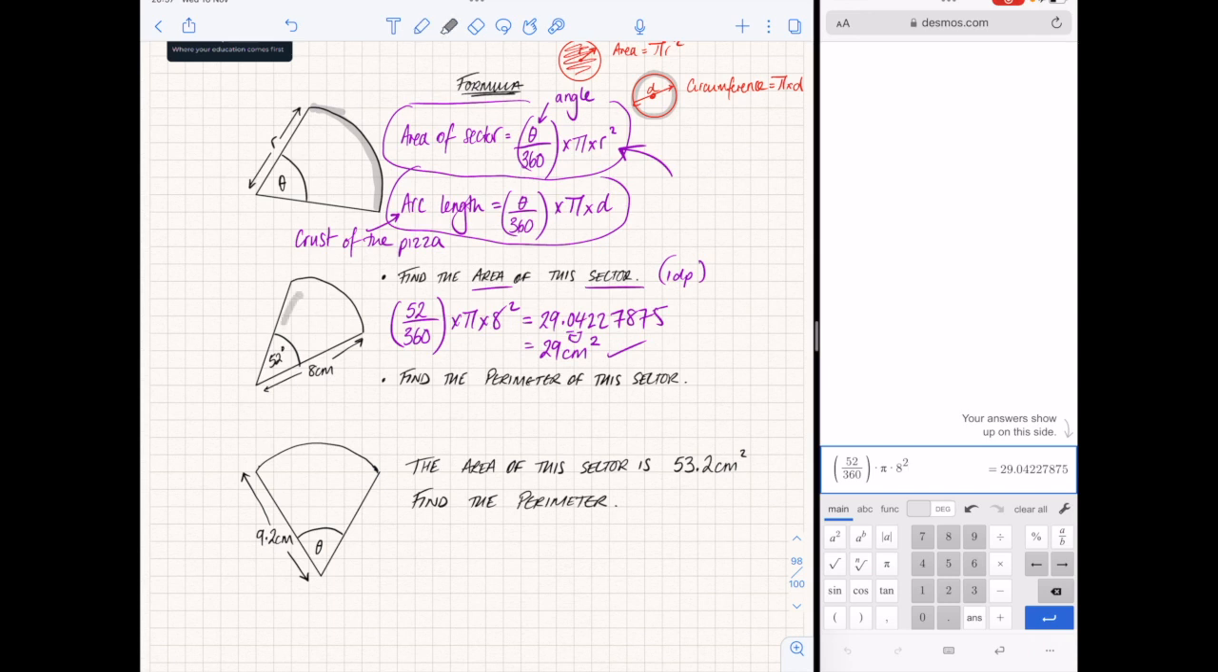And as I said, the area would be this part inside. Imagine you slice a pizza. It's effectively the cheese that would cover it. Okay, so now let's look at the next part. It's asking me for perimeter.